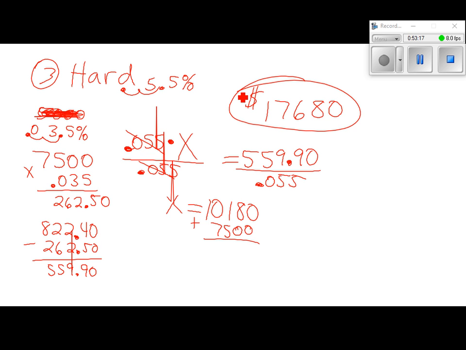Hold on now, that doesn't make sense to me. So this person made $17,680? No, that's how much they sold. Oh, that's how much they sold. That's not how much they made, right, Simon? That's how much they sold.